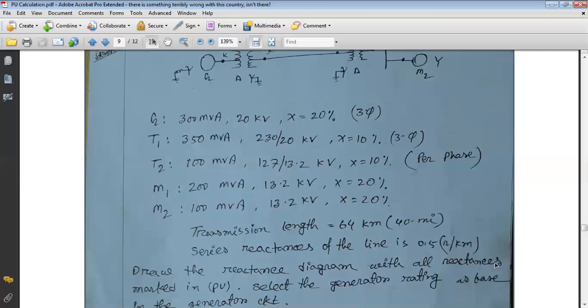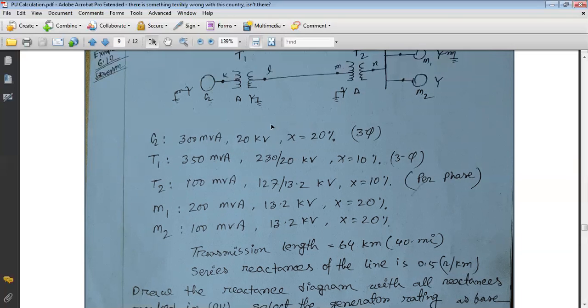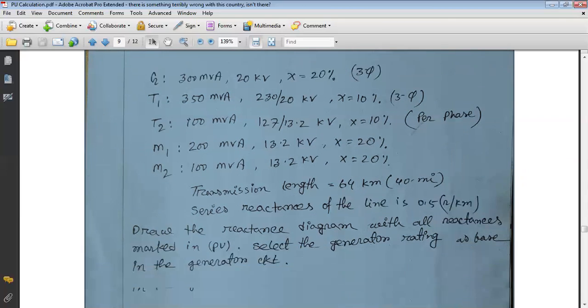The transmission line length is 64 kilometers, that is the 40-mile length transmission line. Series reactance of the line is 0.5 ohm per kilometer. It means the reactance of the line is 0.5 ohm per kilometer. So if we multiply 0.5 by 64 kilometers, we will get the total reactance of the transmission line.